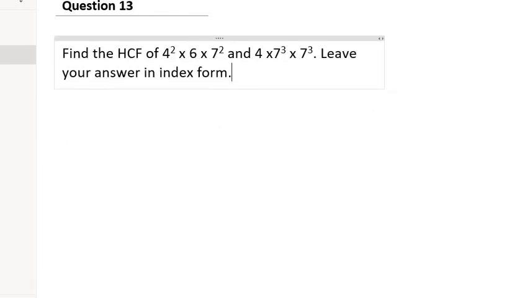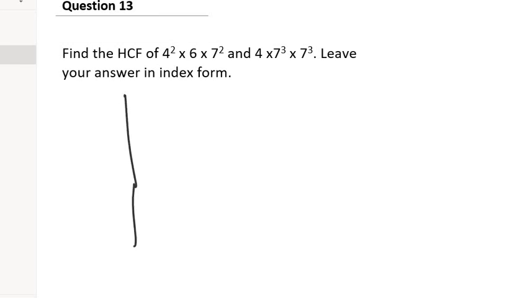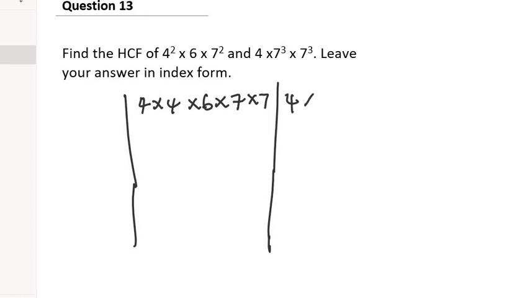Let's take question 13. Find the HCF. Let the first term be 4 squared, or okay, let me just expand. 4 times 4 times 6 times 7 times 7. Okay, so let the second be 4 times 7 times 7 times 7 times 7 times 7 times 7.